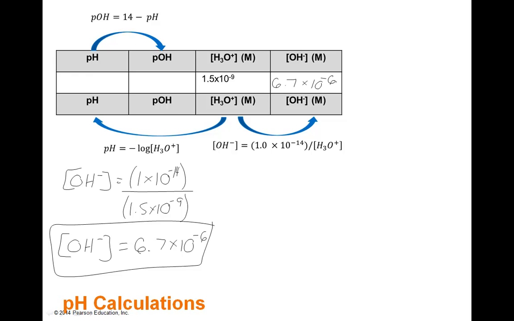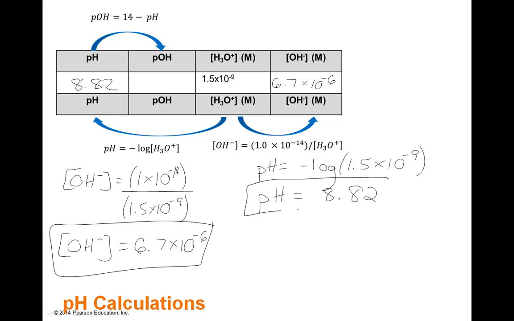Okay? Next, use my hydronium ion concentration to figure out my pH. So my pH equals negative log of my hydronium ion concentration, which is 1.5 times 10 to the minus 9. Now I need to put that into my calculator, and I end up with my pH equal to 8.82. Put that into my table. So that is my pH.